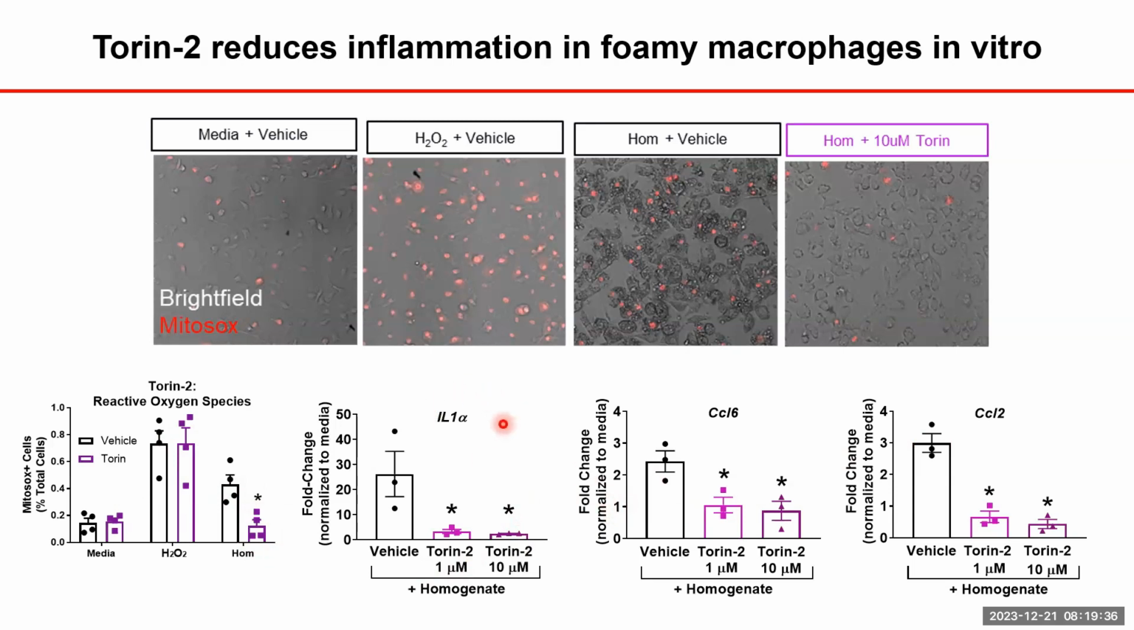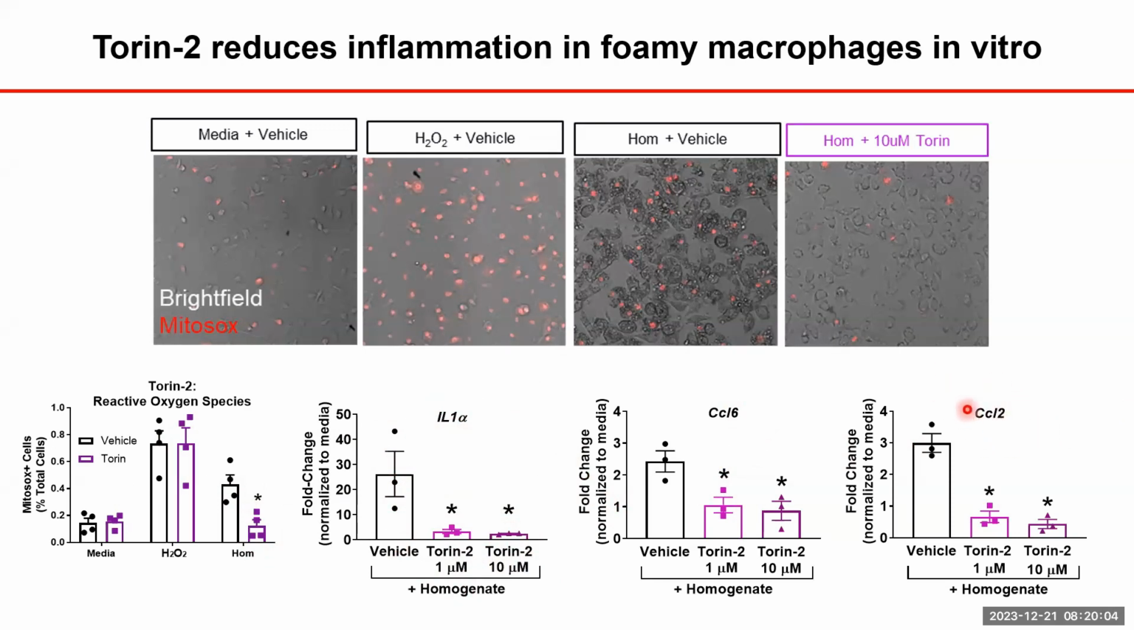So this is just qPCR from these cells. This is now two concentrations of TORIN-2. This is vehicle on the left. So with the vehicle treatment, if you treat the cells with spinal homogenate, you see a significant increase in IL-1 alpha, which is significantly attenuated with TORIN-2. Similar results with CCL6 as well as CCL2.